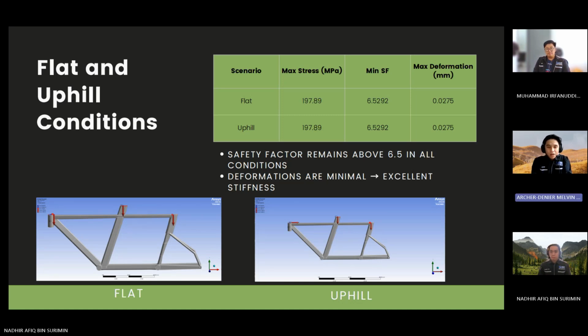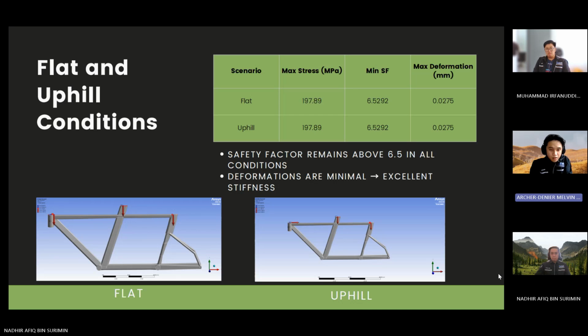Okay, now for the flat and uphill conditions, mostly the max stress, minimum safety factor, and maximum deformation are around the same. Max stress is around 197.89 megapascals, minimum safety factor is around 6.5292, and maximum deformation is around 0.0275. All in all, they're all the same. And the deformations are minimal, so it means that it has excellent stiffness.